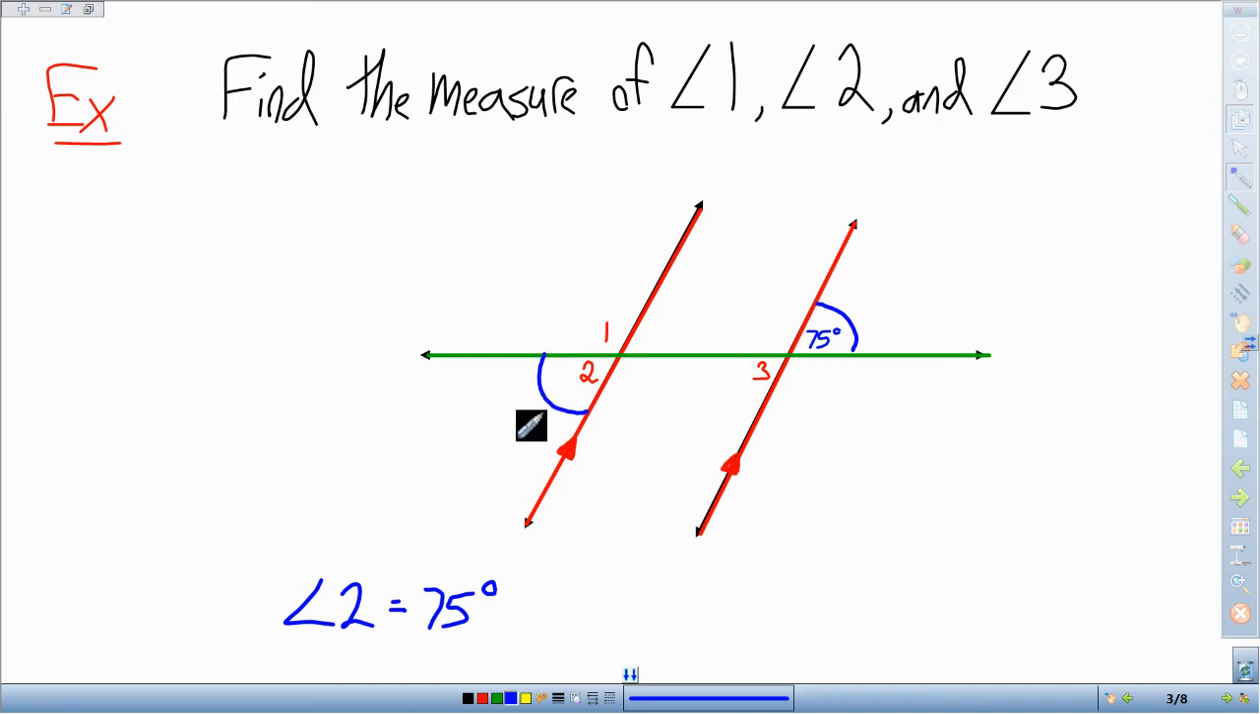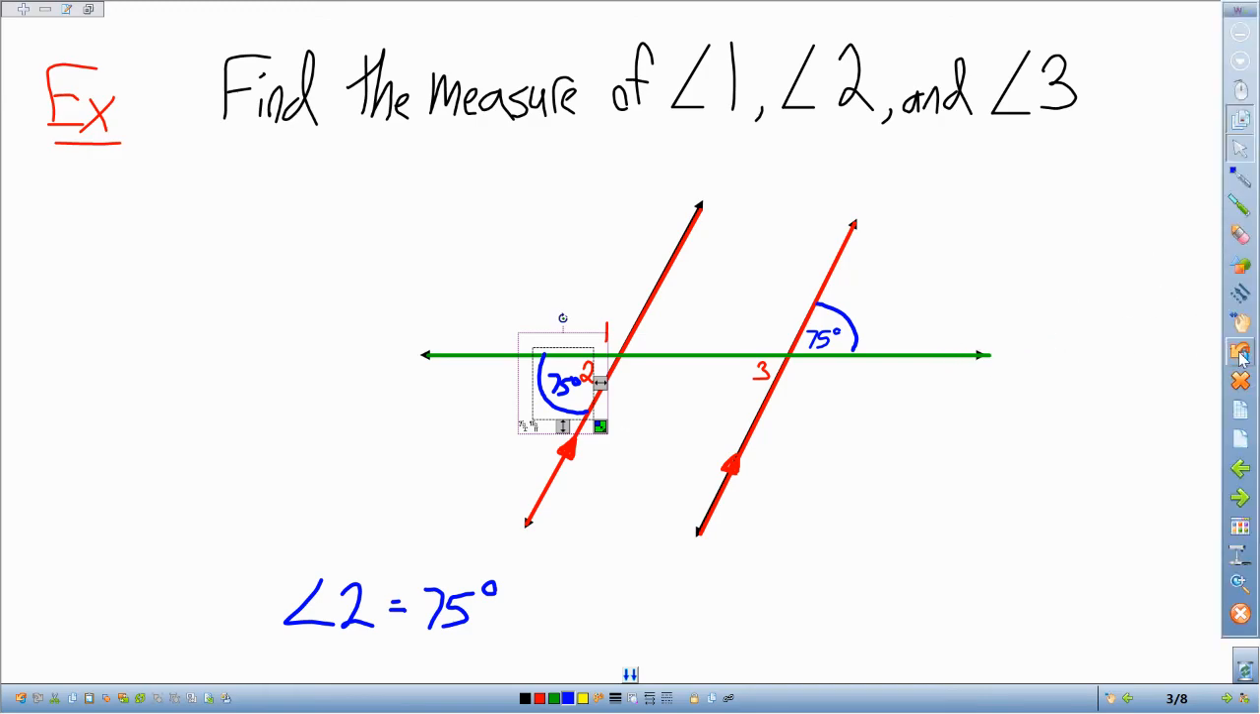Okay, and if we wanted to, we could go ahead and write that up in our picture here, 75 degrees. Which by the way, when you find measures of angles and they're asking for multiple measures, I always recommend writing what you're finding onto your picture because it'll really help you find other things. Okay, so here is the next thing I notice.